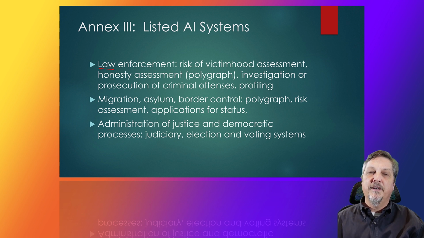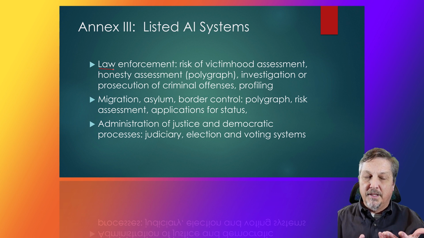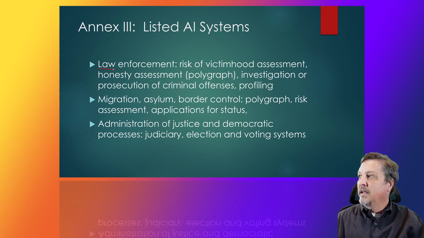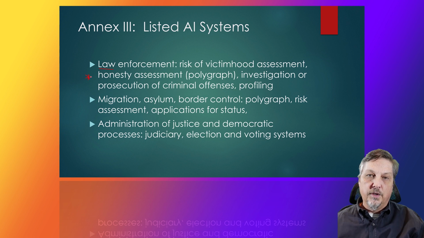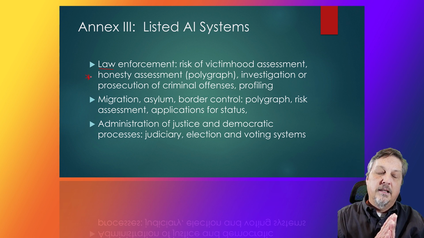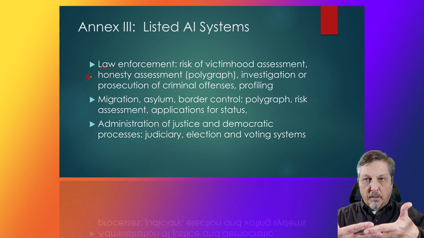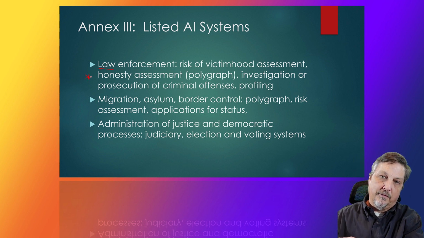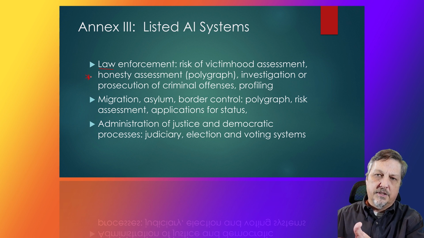whether someone's likely to be a victim, whether they're telling the truth, something analogous to a polygraph in an AI setting, investigating and prosecuting criminal offenses, profiling. Now, we noted this in our prior video. This is an area in which the EU AI Act is encompassing things that in the US would be considered elements of criminal procedure under constitutional law.